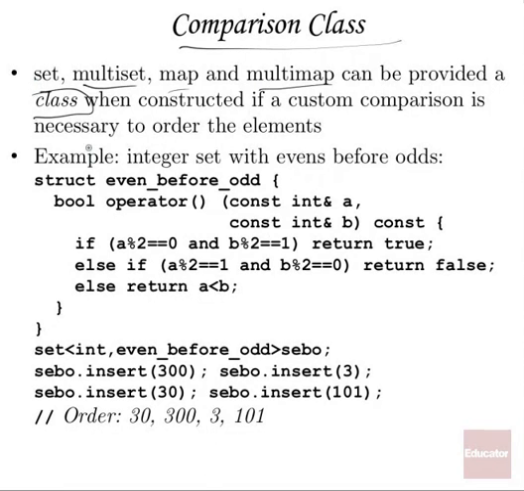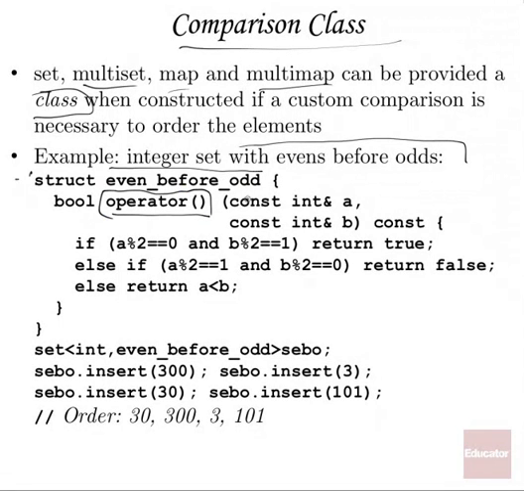So here's an example. We have an integer set with evens before odds. So we're defining this class. A struct is like a class in C++. The difference between a struct and a class is the struct defaults to public, class defaults to private. We're using struct, so this will be public. We're calling the structure even before odd, and we're overloading the function operator, the open parentheses and close parentheses.